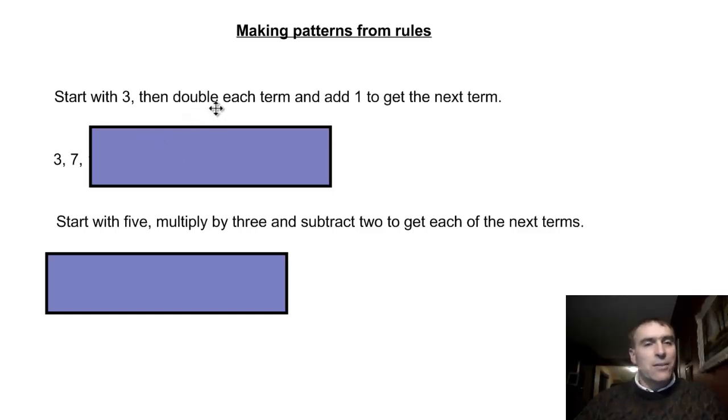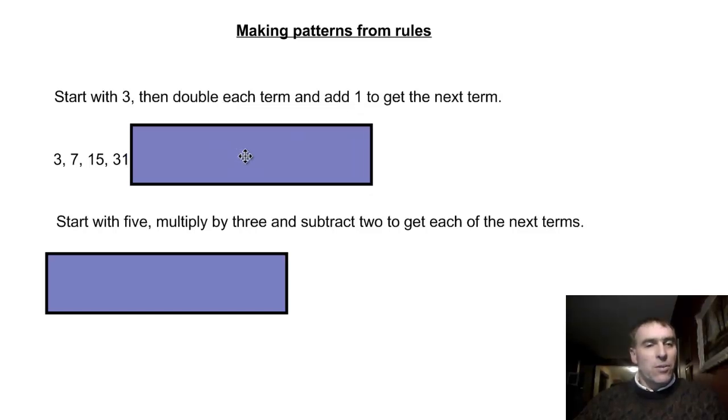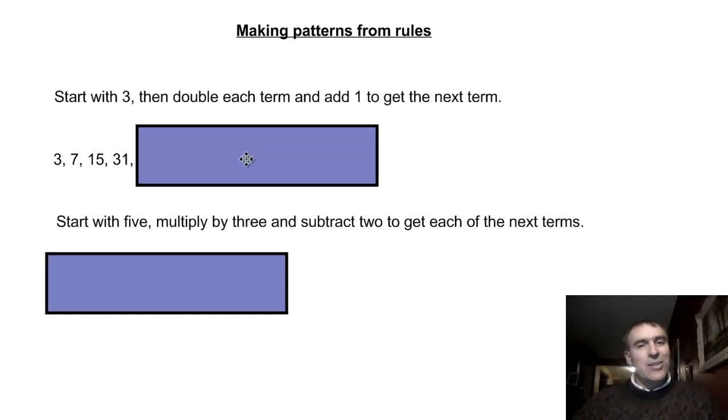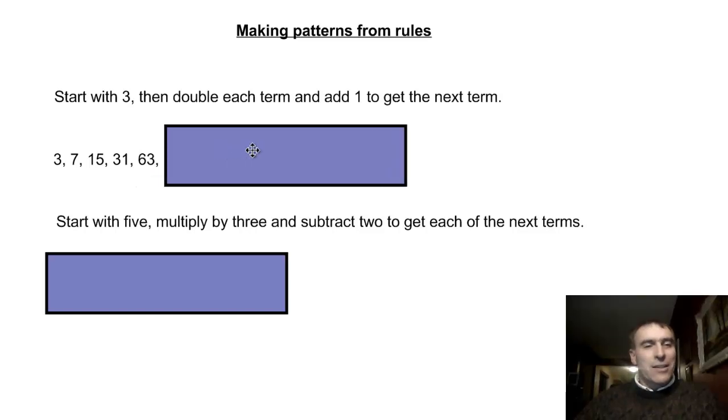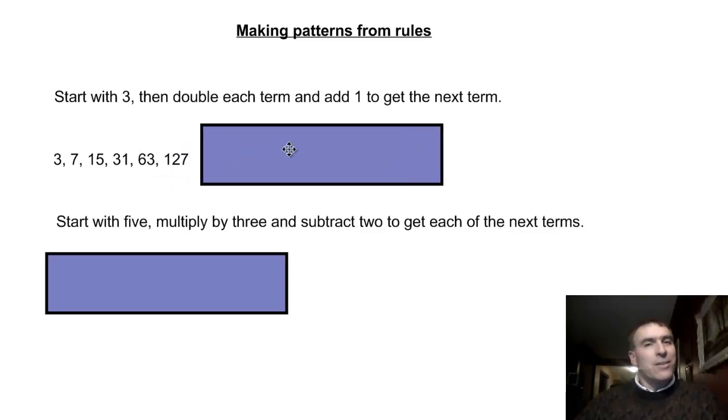Then we keep doing that. Double the 7. We get 14. Add 1, 15. 15 doubled gives you 30. Add 1, 31. I want you to figure out the next two. Go ahead, stop the video, and figure out what the next two in this pattern should be. Welcome back. If you got 63 and 127, very good. Give yourselves a hand and a thumbs up.